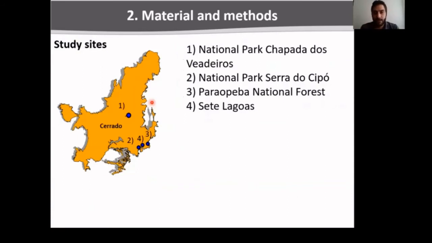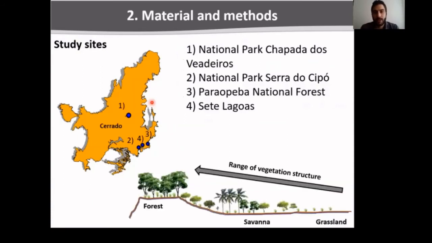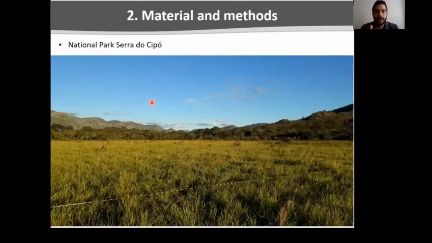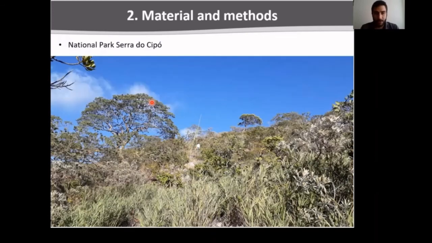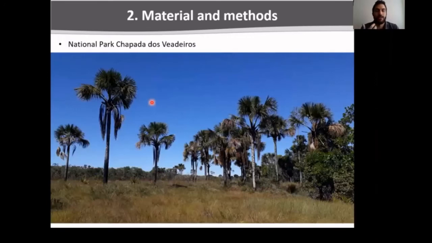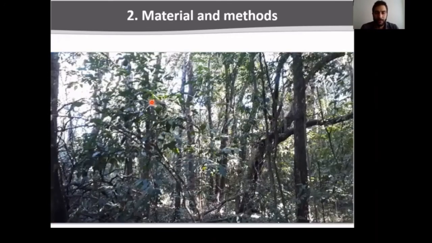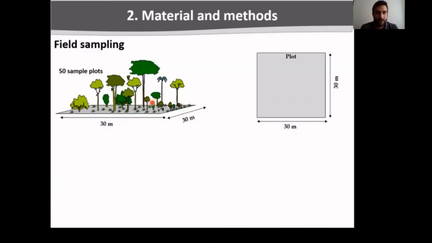We collected over 400 sites in Cerrado, trying to cover all the vegetation structures from grasslands to forests. Here are some pictures of the study sites, and it shows a little bit of the diverse vegetation structures we can get in Cerrado, from grasslands to dense forests.